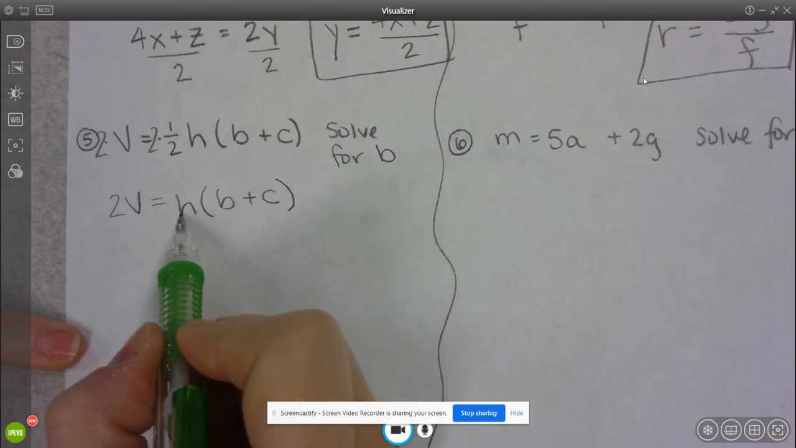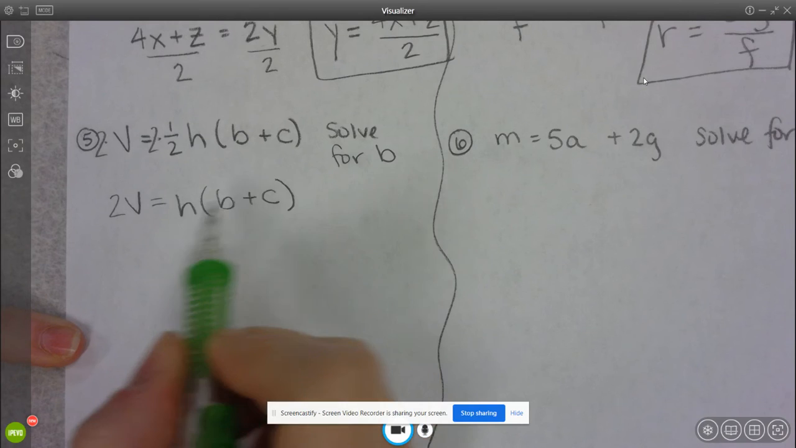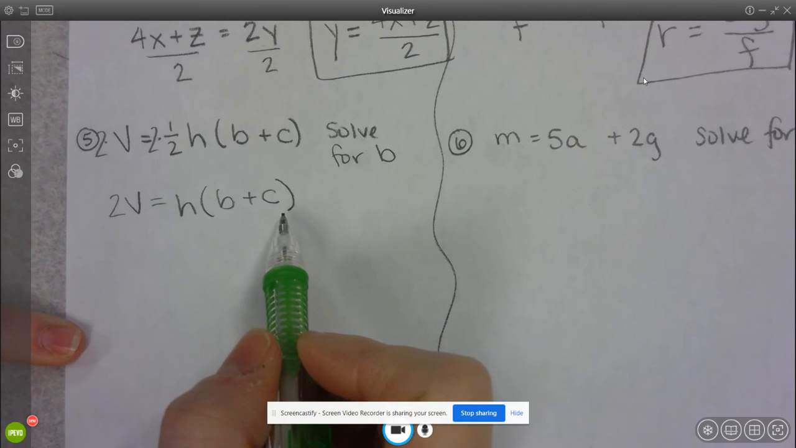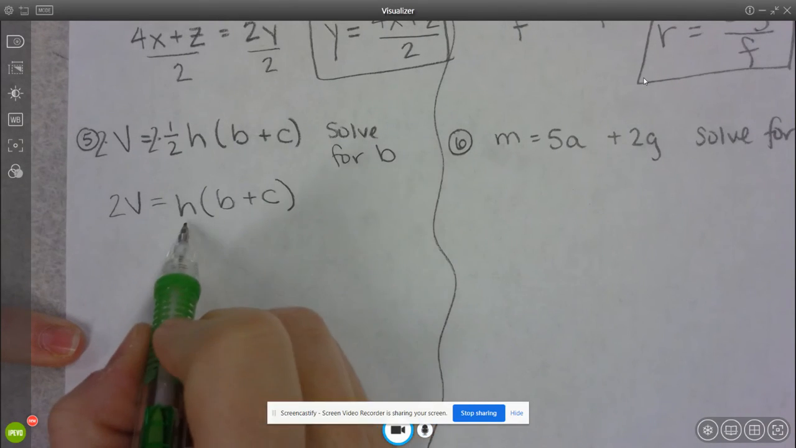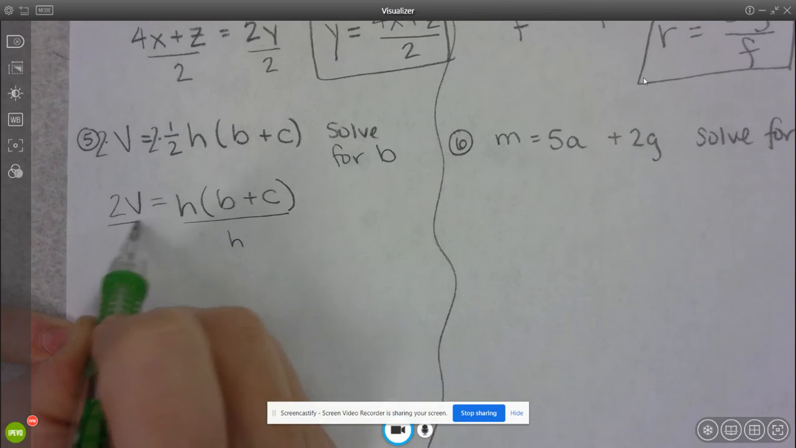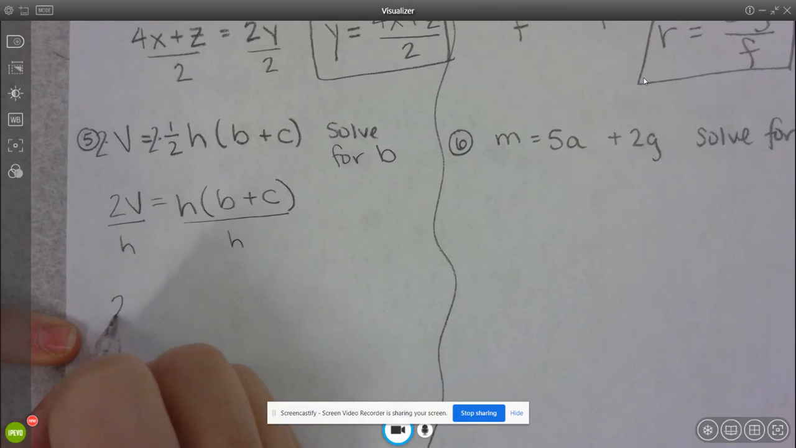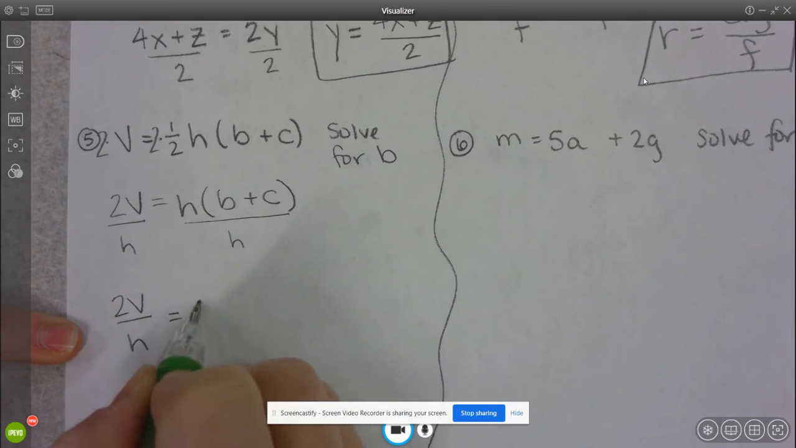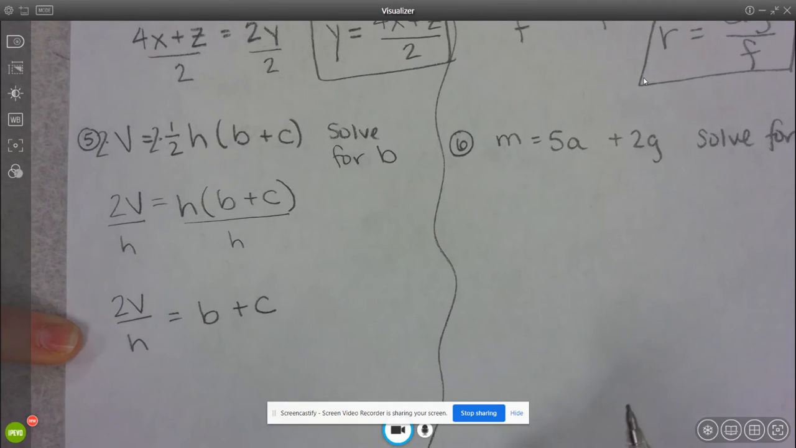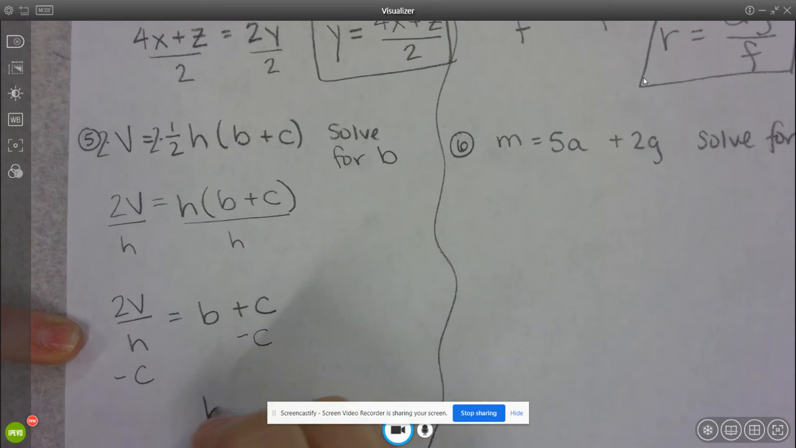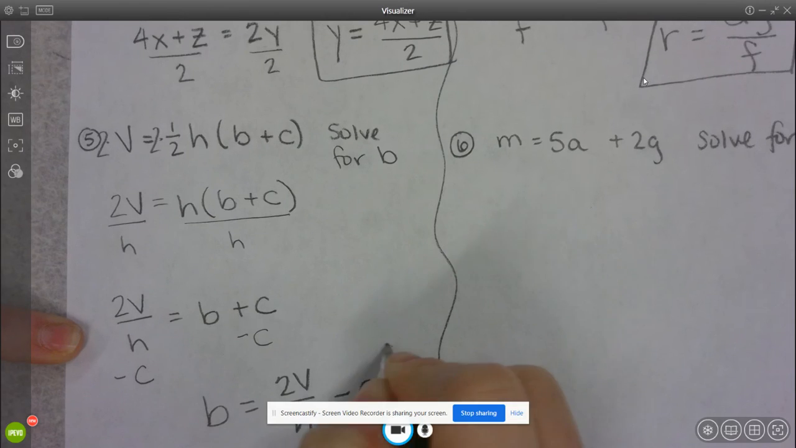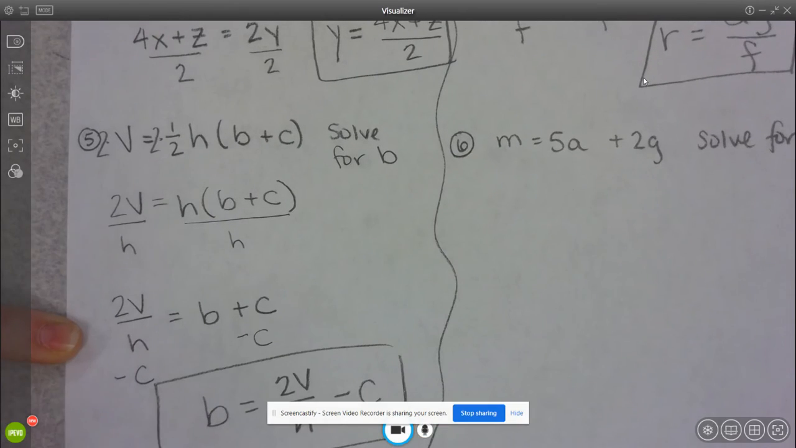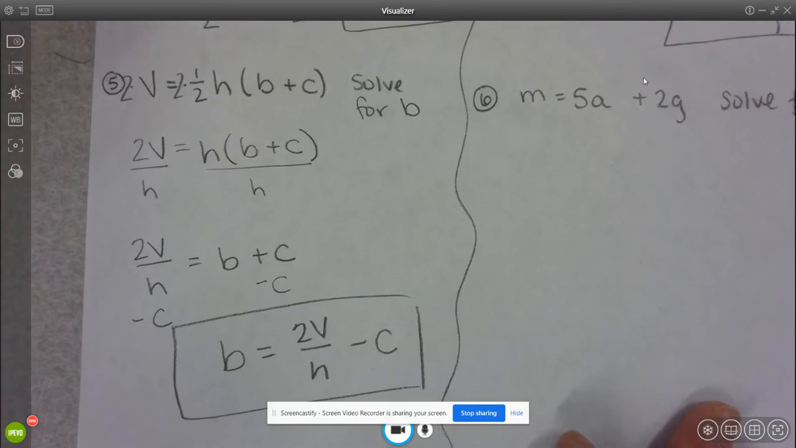Now h is being multiplied by both of these things. If I distribute, that's going to just add more work. So I'm going to divide by h. So I'll have 2v divided by h being equal to b plus c. And then the last thing I would have to do is subtract c. So b will be 2v divided by h minus c. Oops. Helps if you can actually see the whole thing, doesn't it?